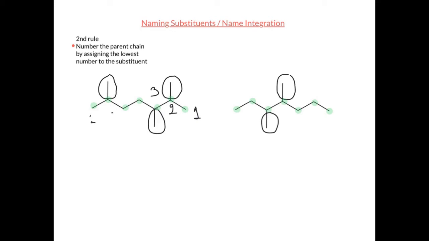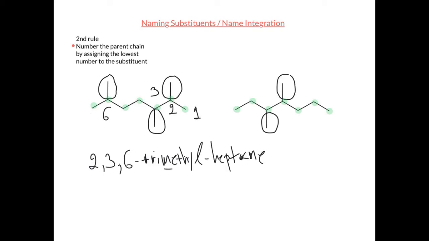Okay, so in that case the name will be: I have methyl groups in 2, 3, 6. So the name here is going to be 2, 3, 6-trimethyl, because I have 3 methyl groups, and I have 1, 2, 3, 4, 5, 6, 7. So it's going to be heptane.